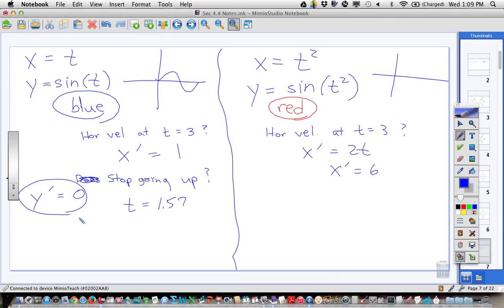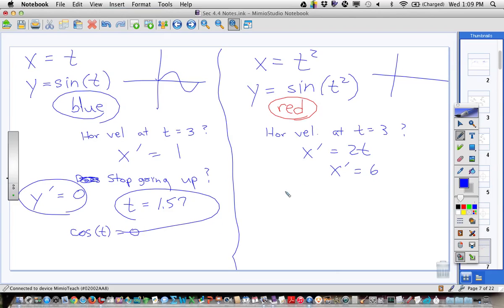Well, when does sine equal 0? Excuse me, cosine, right? Y prime. So y prime would be cosine. So when does cosine t equal 0? We would solve that equation. And that would be at pi halves. That'd be the first time. So t equals 1.57. We'll trace there in a minute.